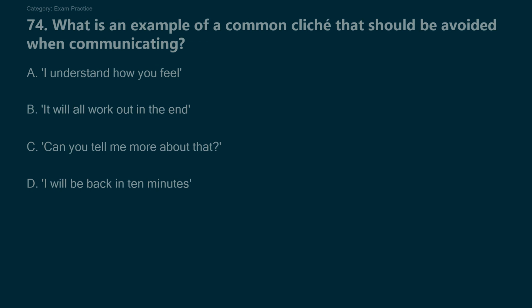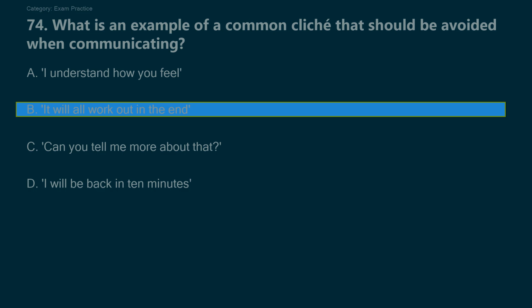Question 74. What is an example of a common cliché that should be avoided when communicating? Option A, I understand how you feel. Option B, it will all work out in the end. Option C, can you tell me more about that? Option D, I will be back in 10 minutes. The correct answer is option B, it will all work out in the end.